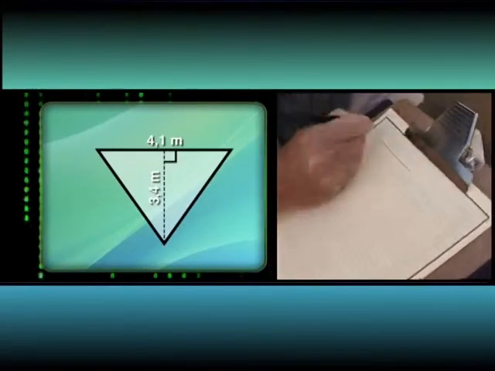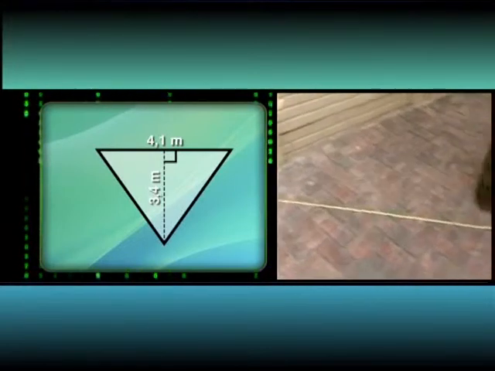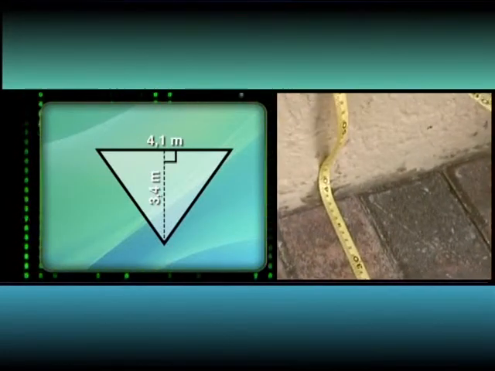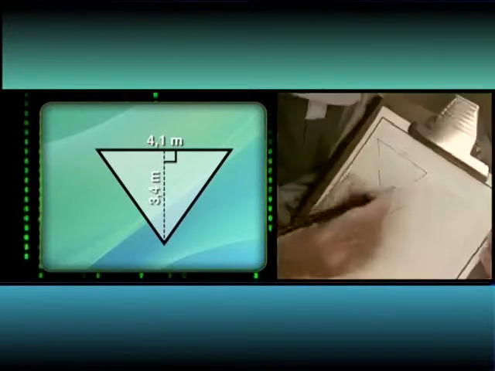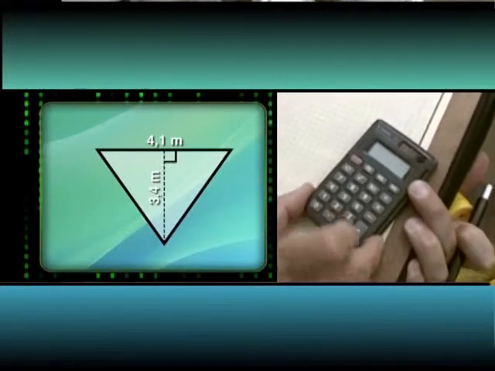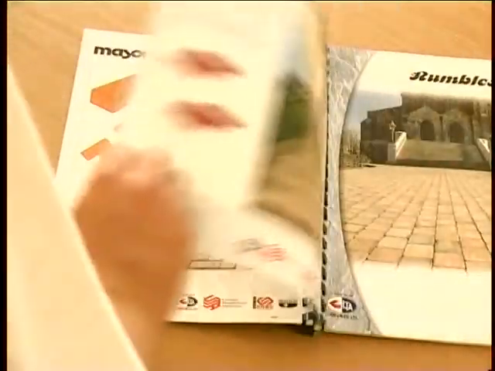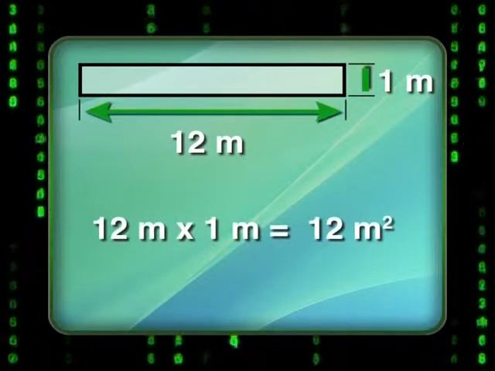The base was measured as 4.1 meters, and the perpendicular height was measured as 3.4 meters. What we then do is take 4.1, multiply it by 3.4, and divide it by 2, which would typically give the answer of 6.97 meters. Once John has calculated the area in square meters, it's easy to calculate how many bricks he needs. The paving catalogue will tell him how many of each type of brick fit into a square meter. Square meters are the unit for any shape of area.